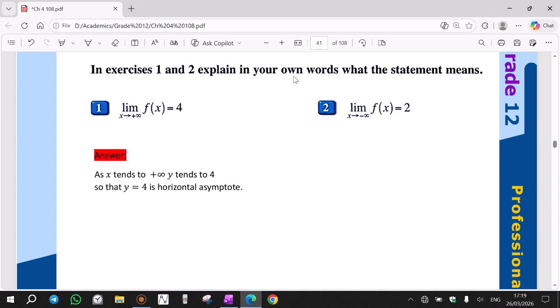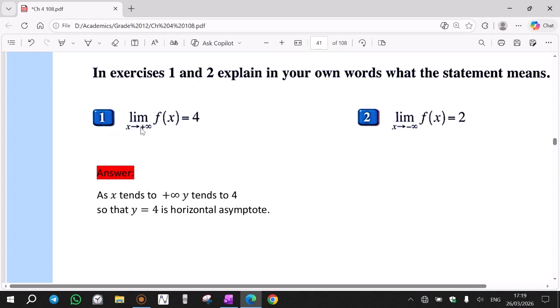This constant, explain in your own words what the statement means. Limit x tends to infinity equal to 4. That means 4 is horizontal asymptote. For this one, limit x tends to negative infinity of f(x) equals 2. That means horizontal asymptote for this function is 2. That's it.